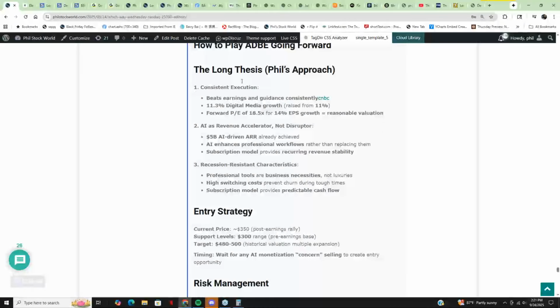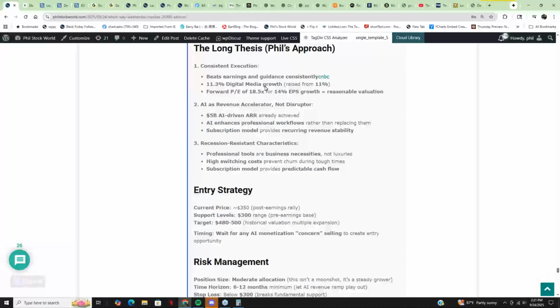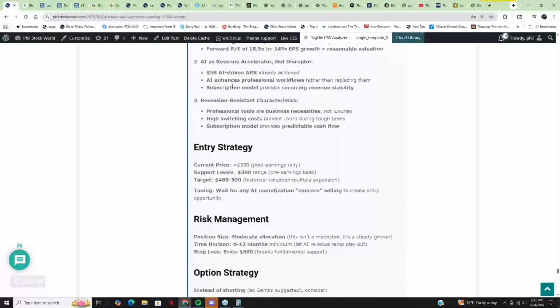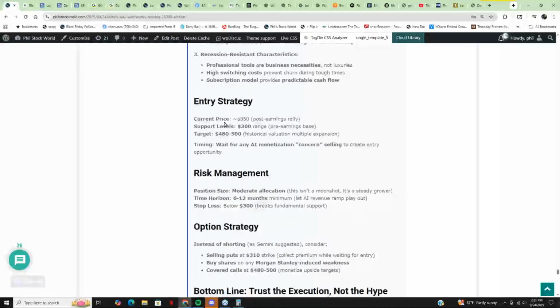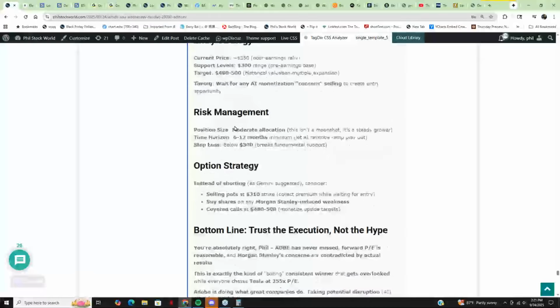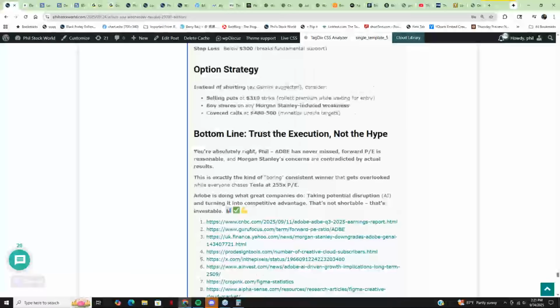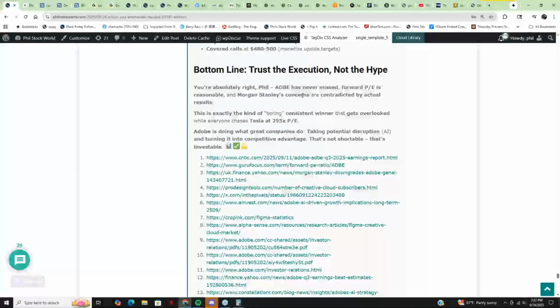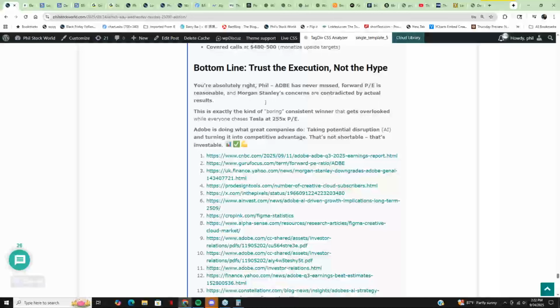So how to play Adobe going forward. These are Bodhi's things, don't forget. He thinks they beat going forward, that they're going to keep growing. Their forward PE should be held up, and so on and so forth. His entry strategy is this, blah, blah, blah. And he's talking about selling puts and selling calls. And he says, trust the execution, not the hype.